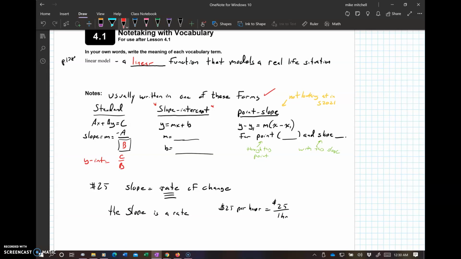Again, slope-intercept, the form's the key. Remember, M stands for slope. You should always be thinking that B is your Y-intercept. Those are things that should be tattooed on your brain.